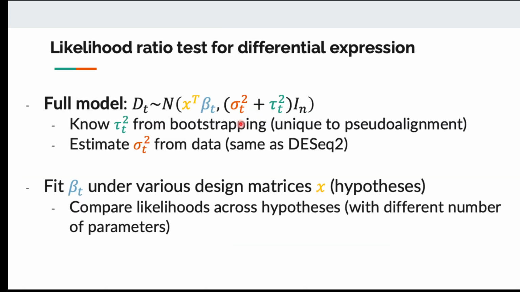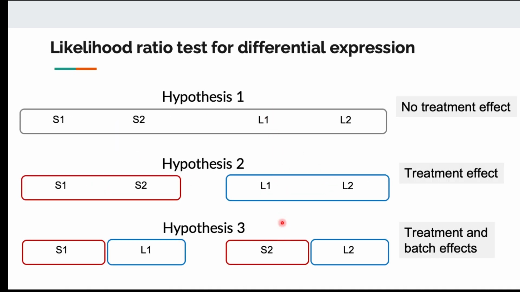So the model is going to fit the beta together with these different X. So once you have the hypothesis, you're going to change your X value. Whether there is no parameter at all, 1 parameter, which is the treatment, or 2 parameters, which are the treatment and the batch. The model is going to fit the beta. So for the no treatment, there is no beta to fit. For hypothesis 2, it's going to fit 1 beta for the treatment effect. For hypothesis 3, it's going to fit 2 betas, 1 for the treatment effect, 1 for the batch effect.